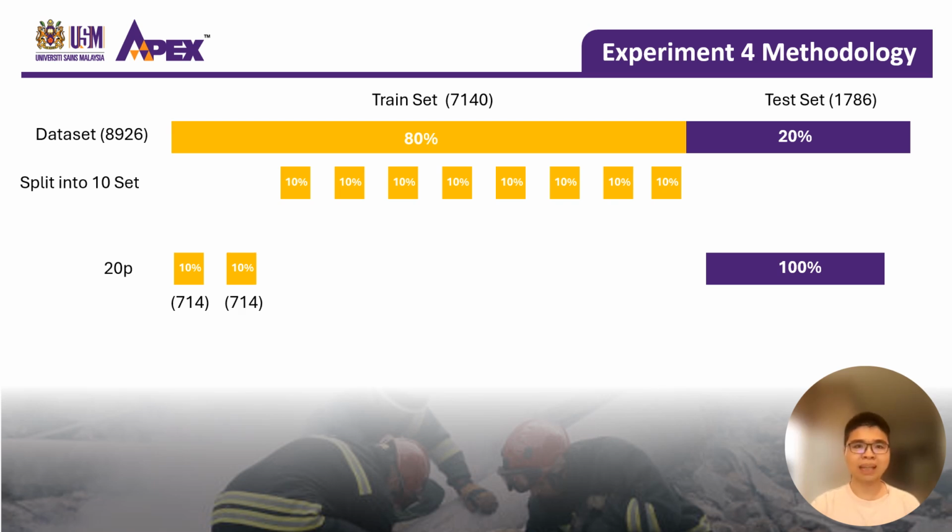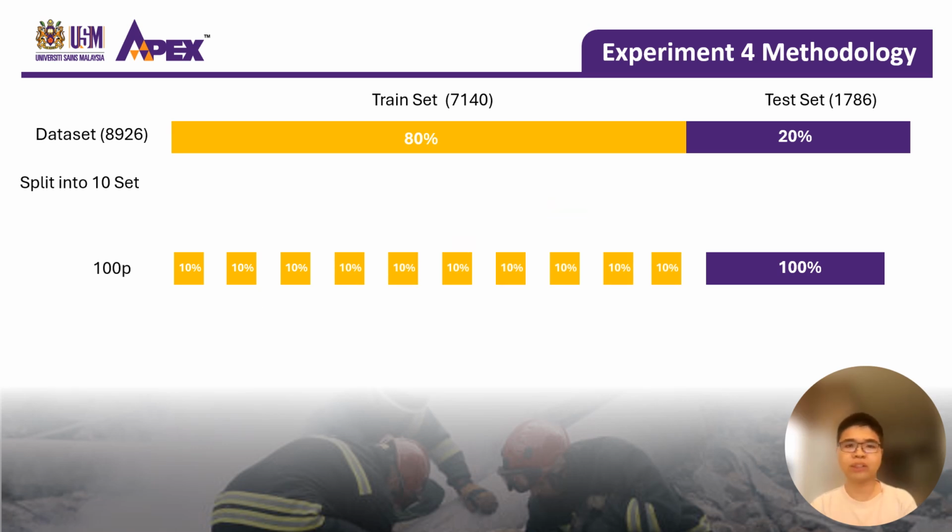When we go to the second experiment, we add another 10%. So now the training data is 714 times 2, so in total we have 1428 rows to train the models. Same, we use the test set to validate the model performance. Third, we also add another 10% and use the test set to validate the model performance.